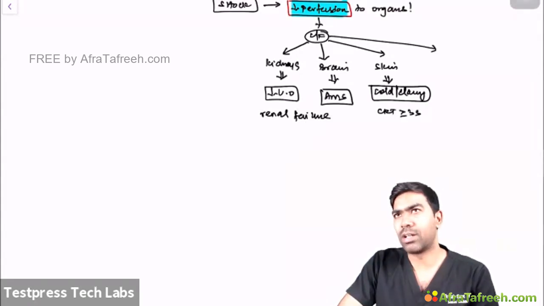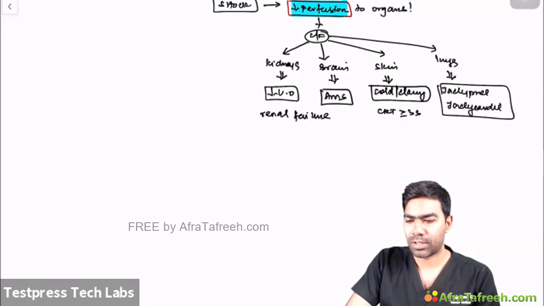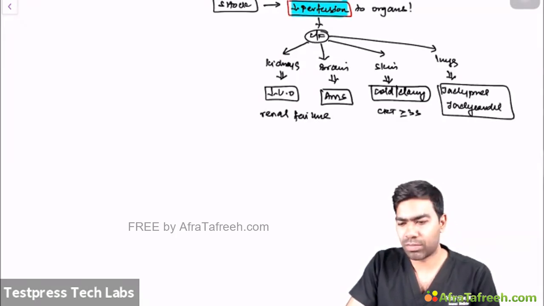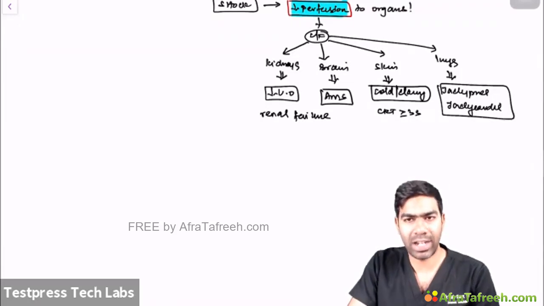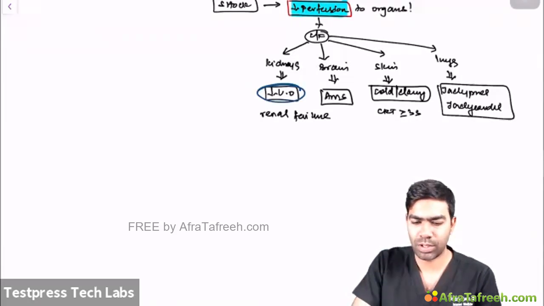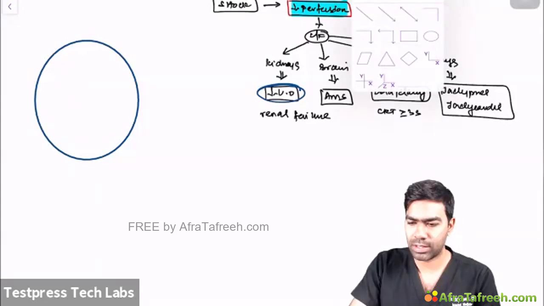Or you can get hypoperfusion to other organs, like the lungs, where they go for tachypnea, tachycardia and all this stuff. So these are some of the clinical evidences of shock. Clinically, this is how you identify a shock. Technically speaking, the only thing that can be quantified among all these is the urine output. So what about the BP and shock? Let us see.